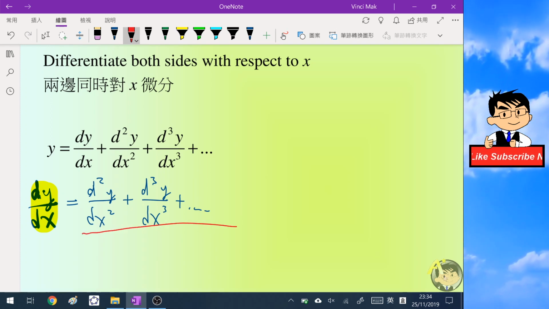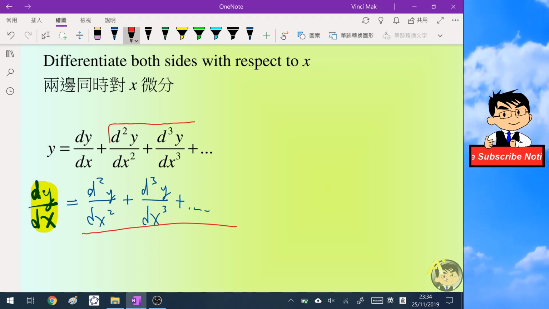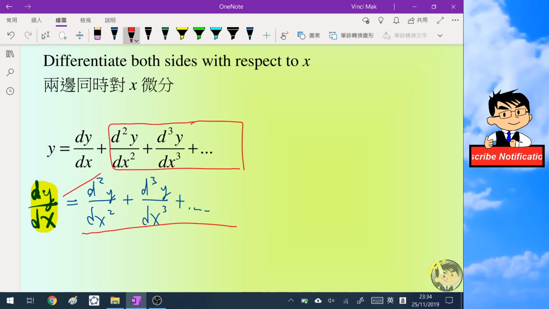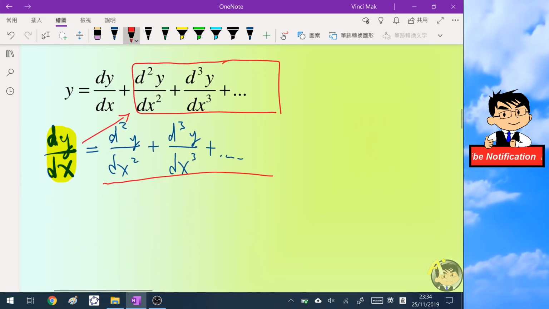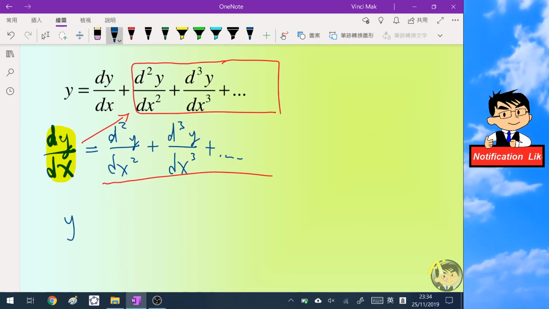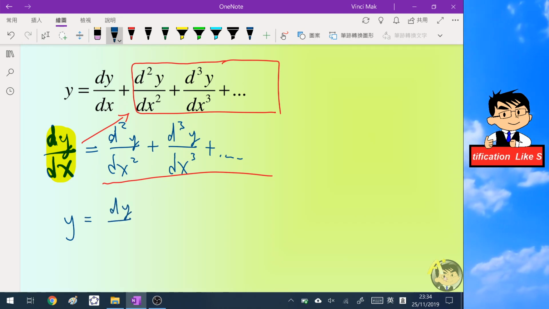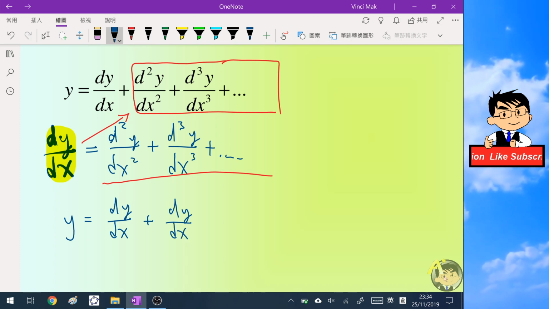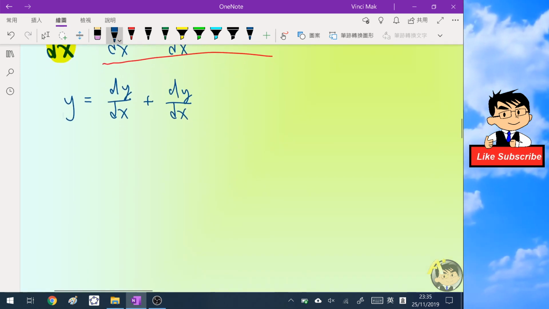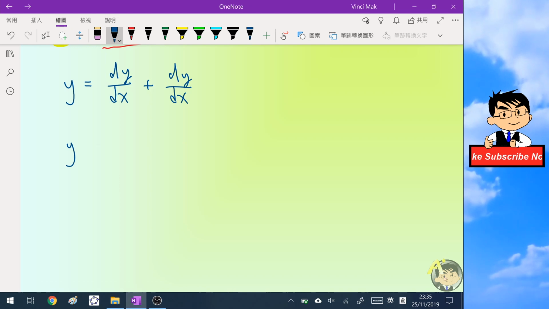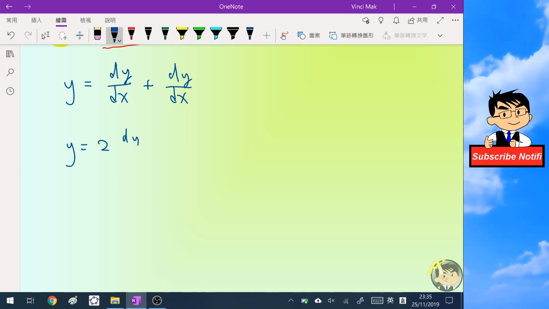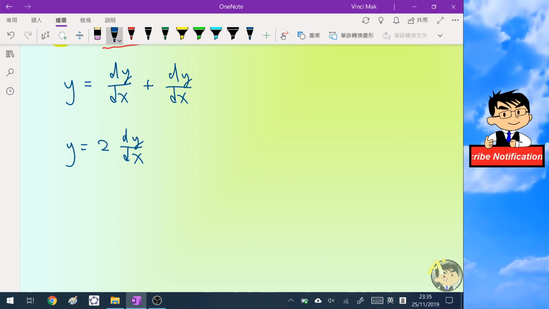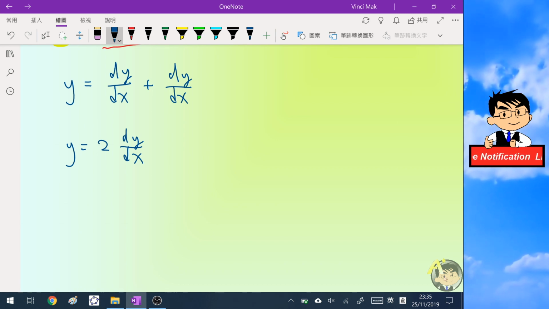So we can replace the original equation, the red box part, by dy dx. Now the equation becomes y equals dy over dx plus dy over dx. This greatly simplifies our equation. Now it becomes a very simple first order differential equation. So let's separate the variables.